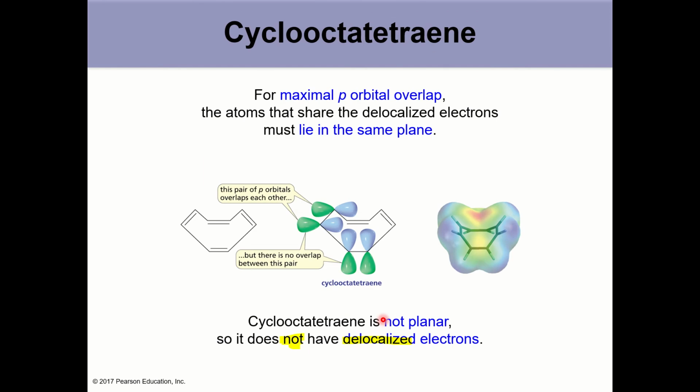Okay. So, when do we have delocalized electrons? Cyclooctatetraene.